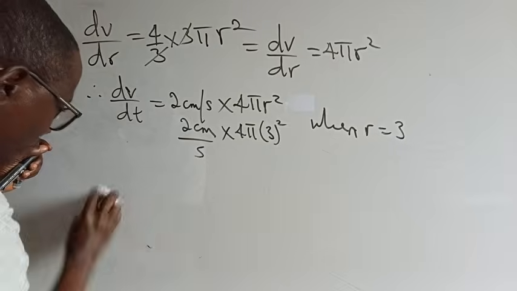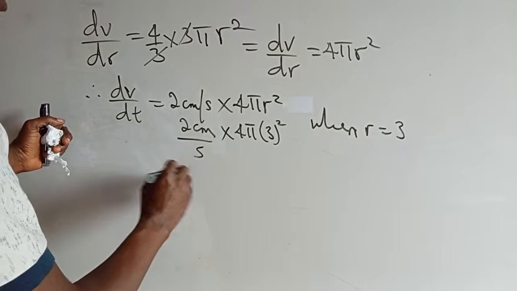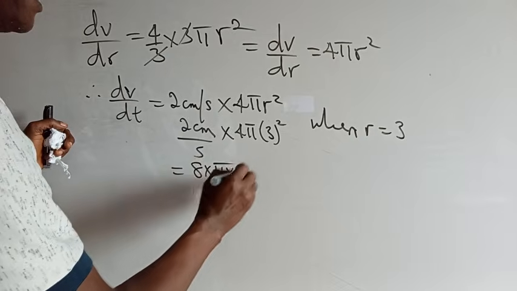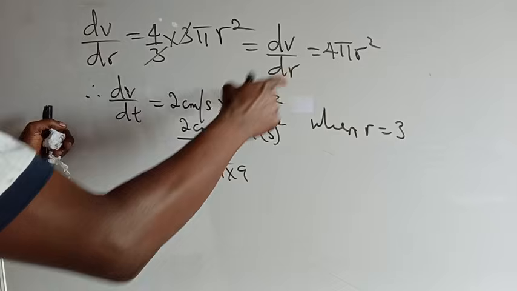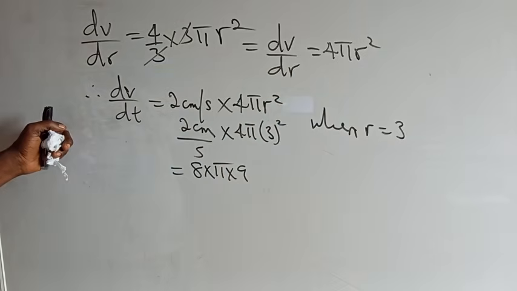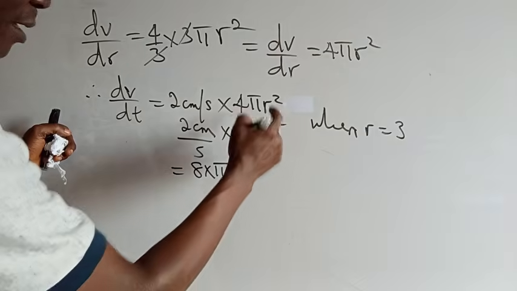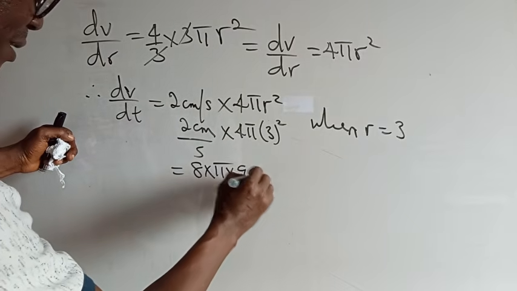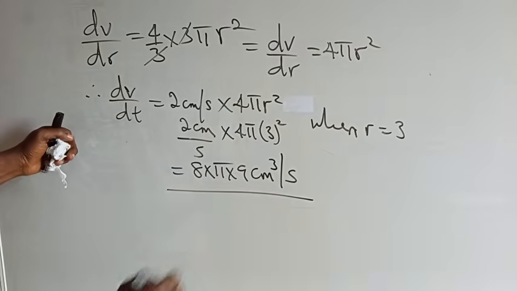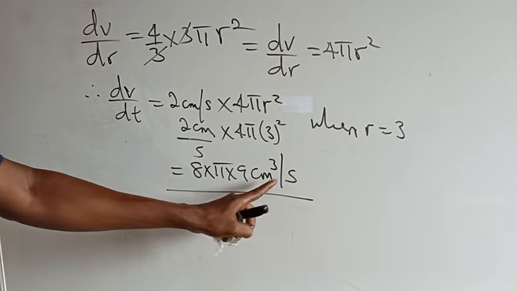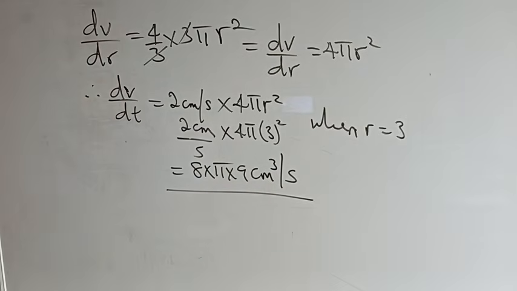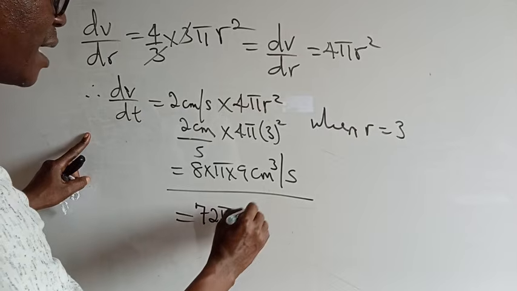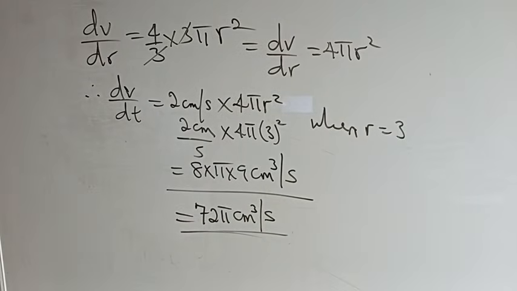So now we are going to have 2 times 4, 8, times pi, times 9. Remember, dV/dr, volume with respect to r, is in cubic centimeters. So we have multiplied everything: centimeter cubed per second, because the unit of volume is centimeter cubed and the time is in seconds. So that's going to be 72 pi centimeter cubed per second. So that's the answer. Bye.